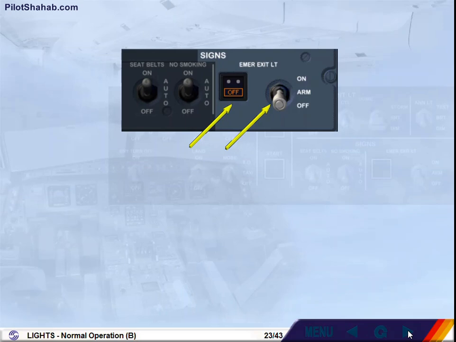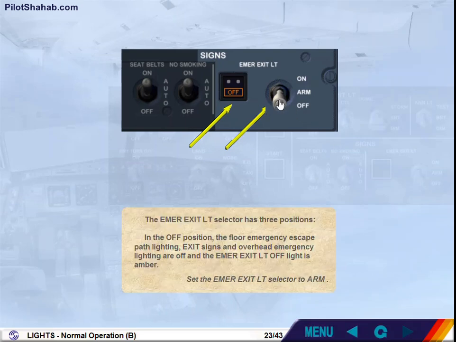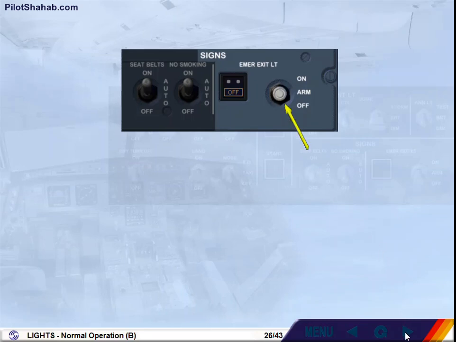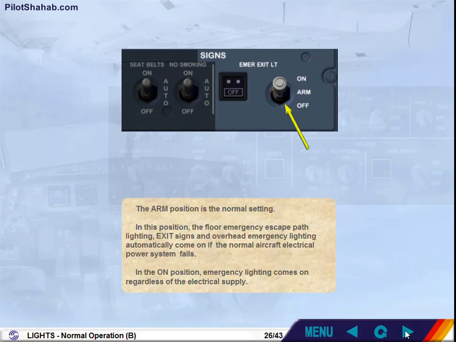Set the emergency exit light selector to arm. The arm position is the normal setting. In this position, the floor emergency escape path lighting, exit signs and overhead emergency lighting automatically come on if the normal aircraft electrical power system fails. In the on position, emergency lighting comes on regardless of the electrical supply.